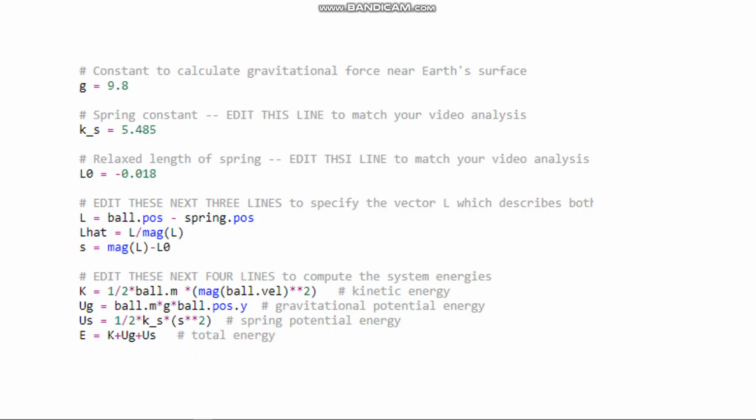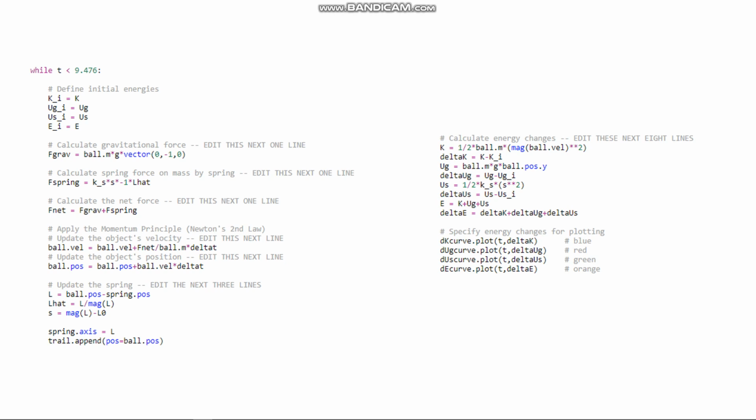So then plugging all of these in, you plug in the relaxed length of the spring, and then start calculating your L, which would be the position of the ball minus the position of the spring, and get your L hat and your s. And then from there we go into the energies, which would be 1/2 the mass of the ball times the velocity squared. The gravitational potential is given as the mass of the ball times gravity times the height, and then the spring potential energy is given as 1/2 times the k constant for the spring times the s, or the displacement from the initial state, squared. Then we sum all those, get the total energy. Then the entire motion took about 9.47 seconds.